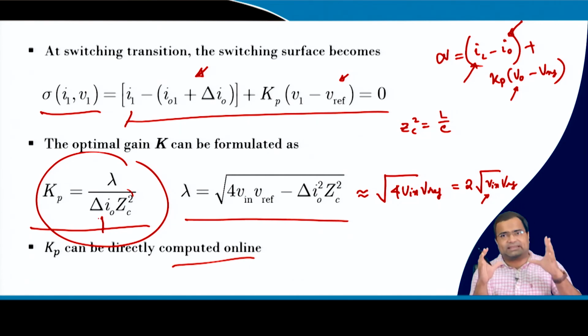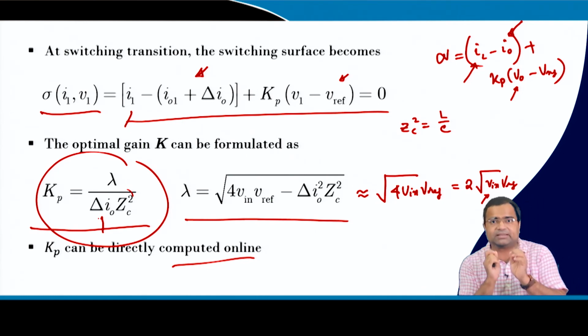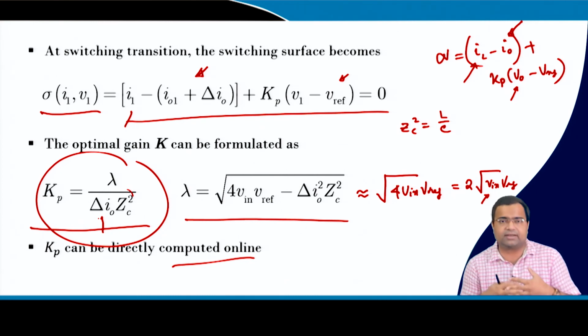Even if you do not know the exact value, if you can know somewhat close, it is fine, and you can get a much better response than the linear control. But if you can estimate the load step or load current perfectly, or if you can sense it indirectly in case of LED driving and other applications, then this is not a problem.